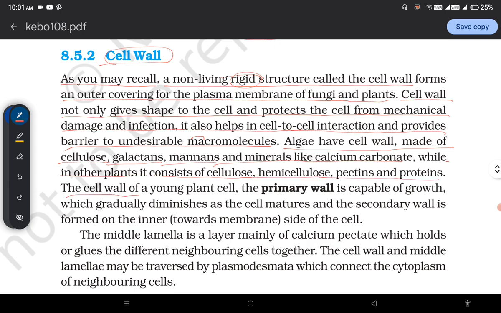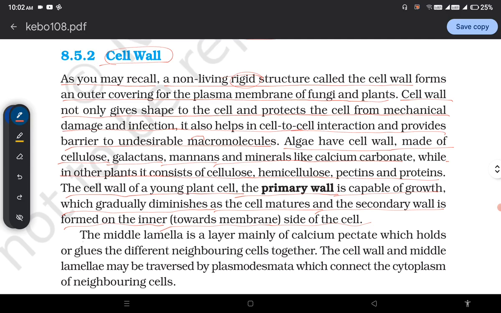The cell wall of a young plant cell is called the primary cell wall, and it is capable of growth. It gradually diminishes as the cell matures, and the secondary wall is formed on the inner toward the membrane side of the cell.